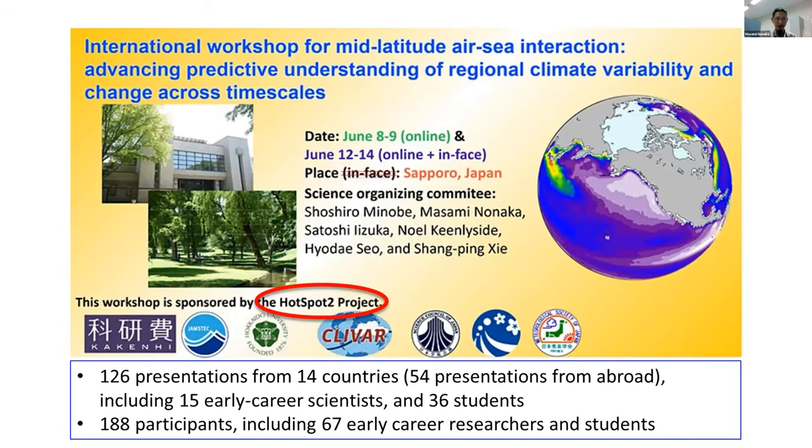Collaborating with the CLIVAR Climate Dynamics Panel, recently in June, we had an international workshop on mid-latitude air-sea interactions. And this workshop was sponsored by our Climatic Hotspot 2 project, as we showed here. And so first, I'd like to introduce briefly what is the climatic hotspot and our project.